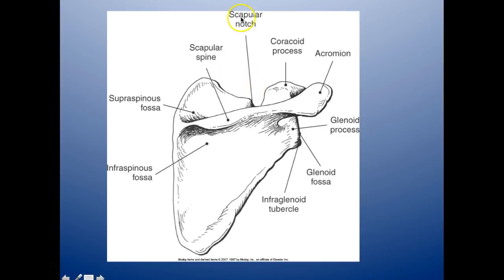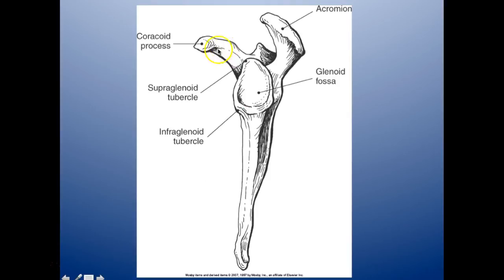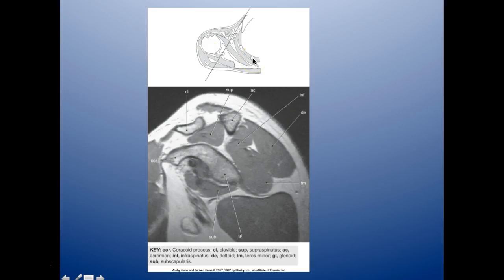So more review here. We'll start with the scapular spine, scapular notch, your coracoid, your acromion, your glenoid process with your glenoid fossa, and your infraglenoid tubercle. So you have your infraspinous fossa here, so your muscle slides right in there. And then your supraspinous fossa, which has your supraspinous muscle. Okay, so looking here, we have your coracoid, your acromion, glenoid fossa, inferior glenoid tubercle, and your supraglenoid tubercle.